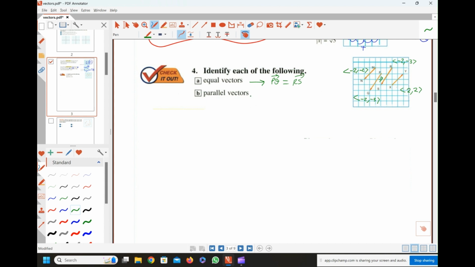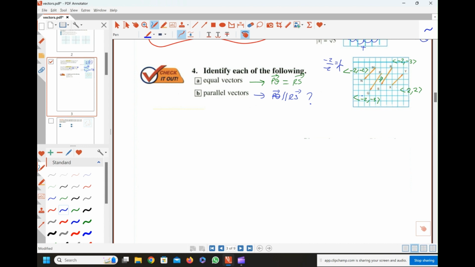What about parallels? As we mentioned before, equal vectors are always parallel. So for parallels, we can write those two vectors. PQ is parallel to RS. This indicates that those two are the parallel vectors. Are they the only parallel ones? We have to check. Remember, we have to check the ratios: vertical change over horizontal change, opposite over adjacent. Opposite is negative 2 here, adjacent is negative 2, negative 2 over negative 2, 1. The ratio of opposite over adjacent is 1.